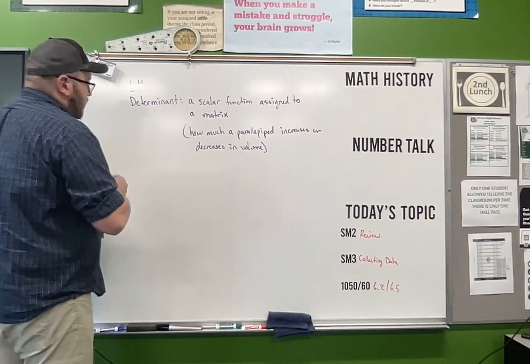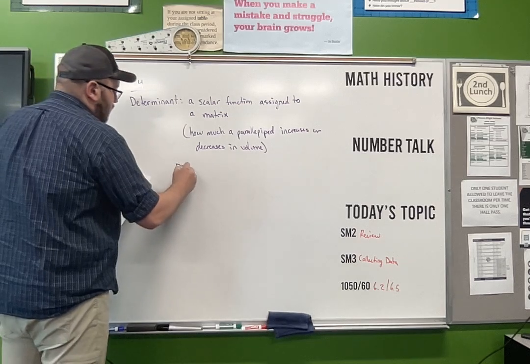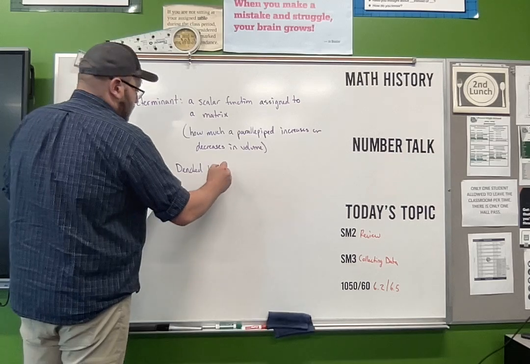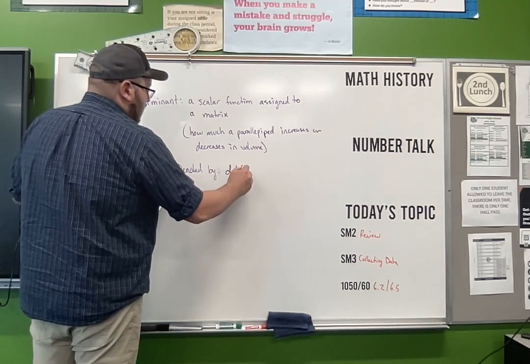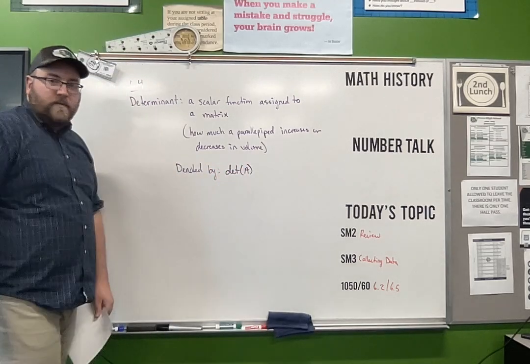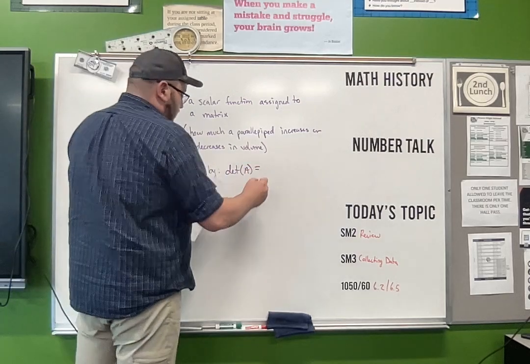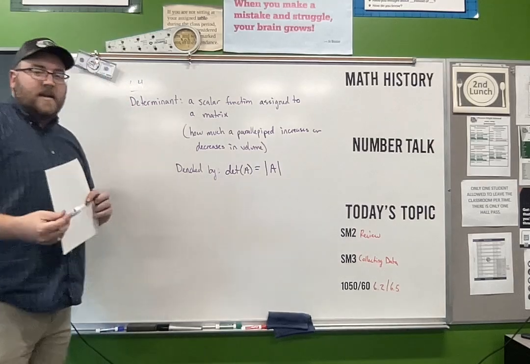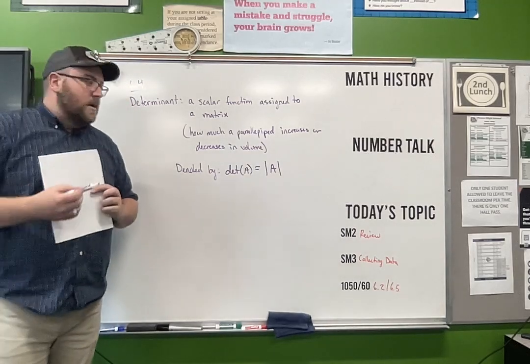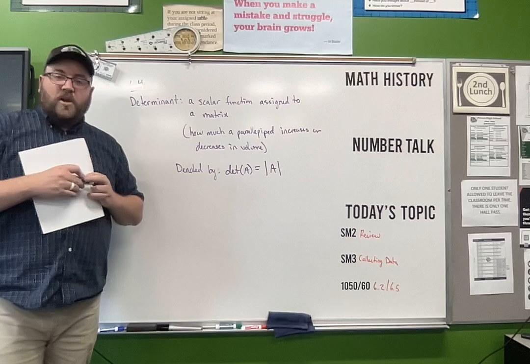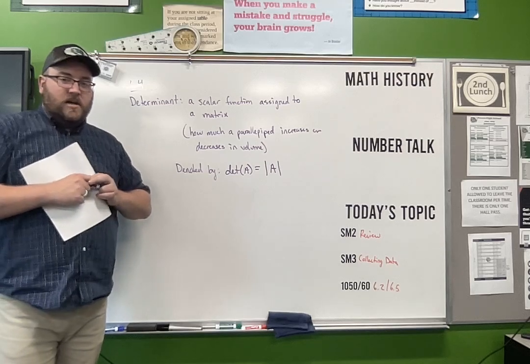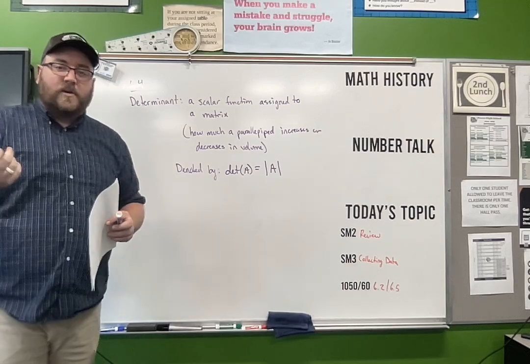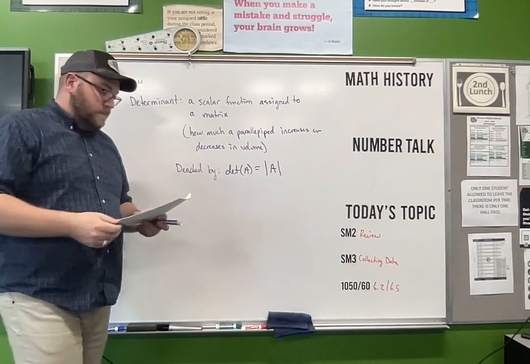All right, so determinant is denoted by det of A, so determinant of A, or another way of writing it is absolute value of A. Okay, now it's not an absolute value. That's just how you're writing it. Okay, that's just the notation. But it doesn't mean absolute value. It means determinant when it's with the matrix.